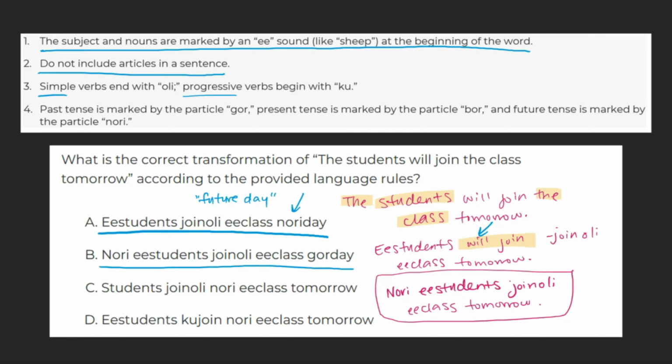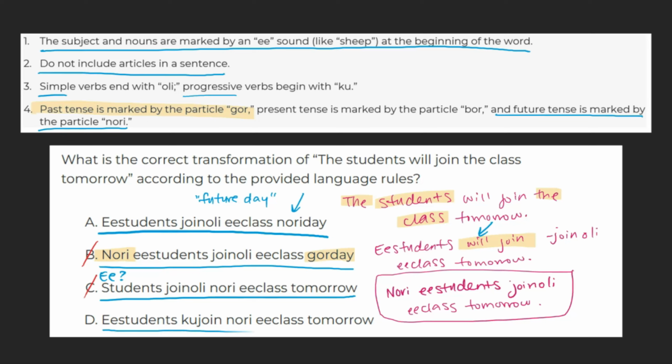B, nori E students join-oli E class gore day. This choice mixes two tenses. It introduces the sentence with nori, a future tense marker, but then combines day with gore, a past tense marker. This can be marked as incorrect. C, students join-oli nori E class tomorrow. This choice doesn't mark students with the proper E noun marker, and can be marked as incorrect.